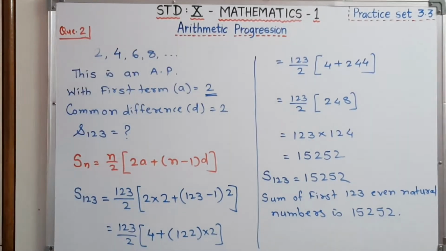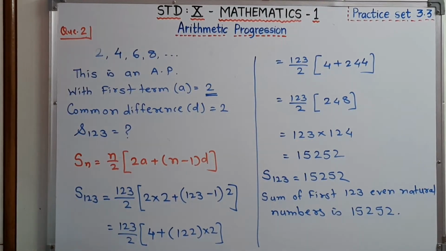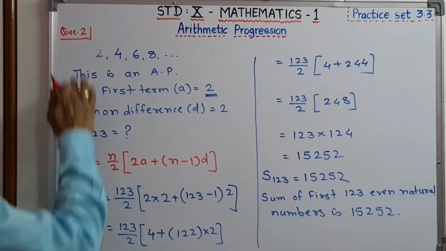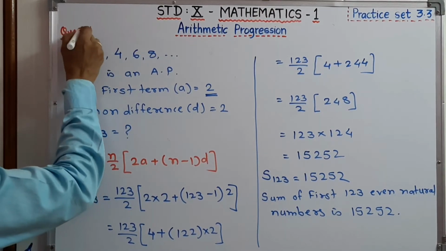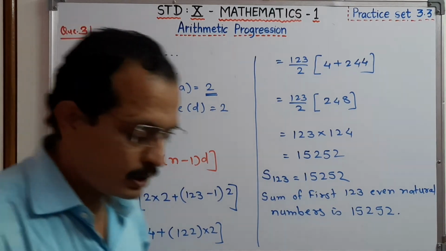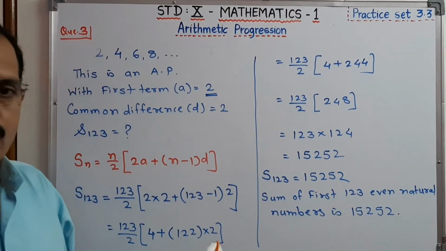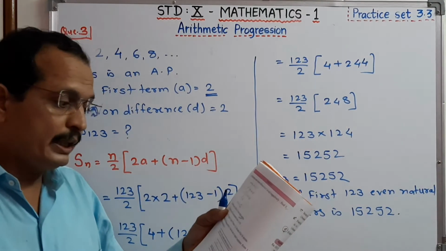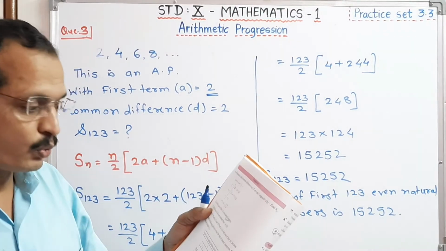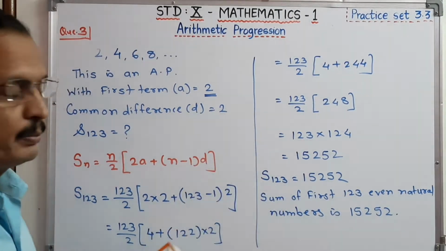And now we have to start with the next question, question number 30. See, what is the question? Find the sum of all even numbers from 1 to 350.